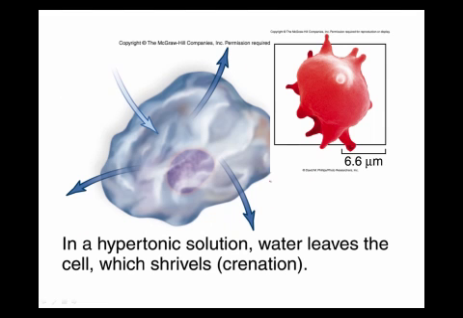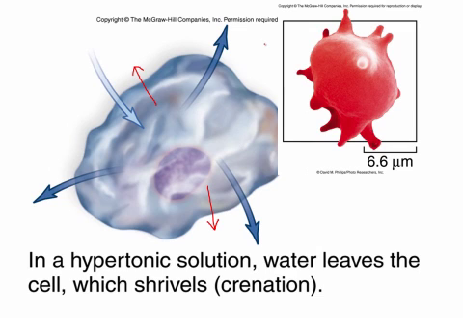If we place a cell in a hypertonic solution, this is a solution that has a higher solute concentration than that's inside the cell. If it has more solute, it's going to have less water, and so the concentration gradient for water in this case would be higher on the inside, less water on the outside, and so the net movement of water will be out of the cell. And so a cell in a hypertonic solution will lose water, it will shrivel up, it will shrink. This is called crenation.